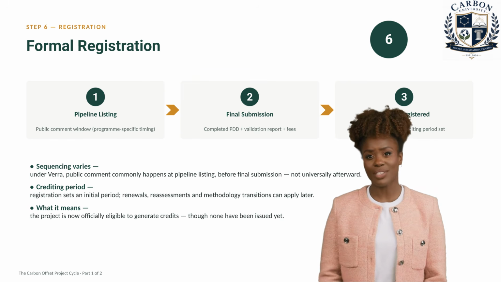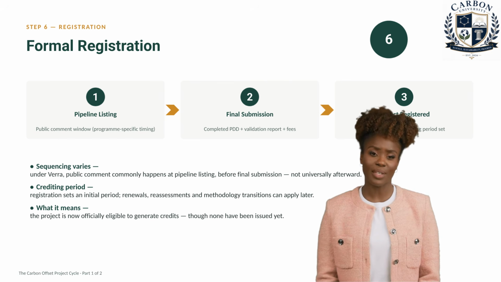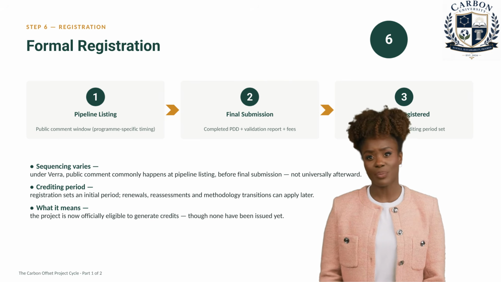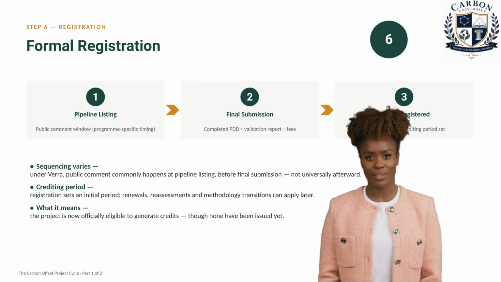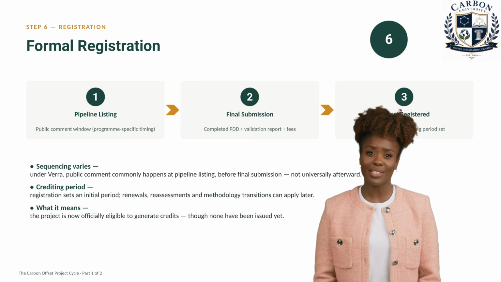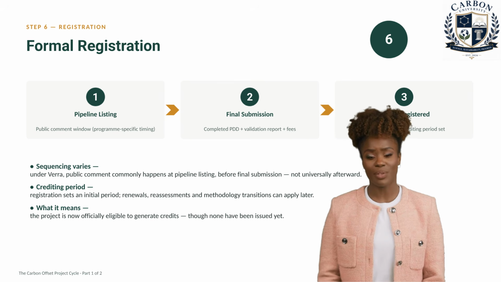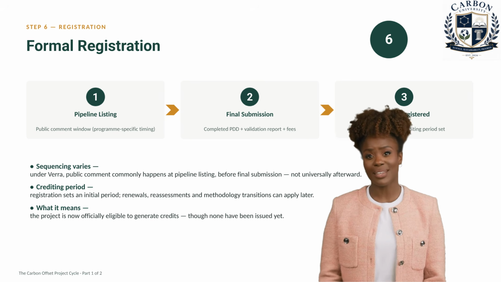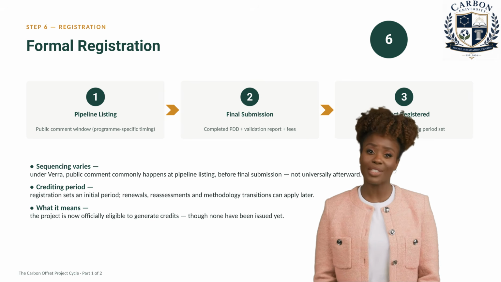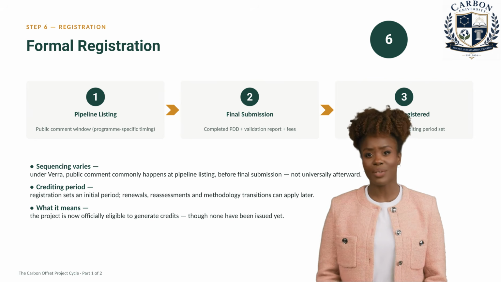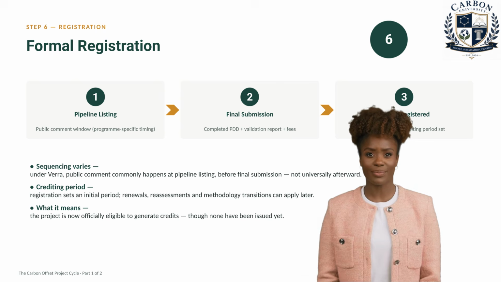With a positive validation, the project moves toward registration. Under Verra's process, as an example, the public comment period commonly happens earlier during pipeline listing, before the final project description and completed validation are submitted for registration. Registration establishes the project's initial crediting period. That is for how many years it will be eligible to generate carbon credits. In some cases, it can be renewed and extended. Once registered, the project is officially eligible to generate credits, though credits themselves are issued only later.